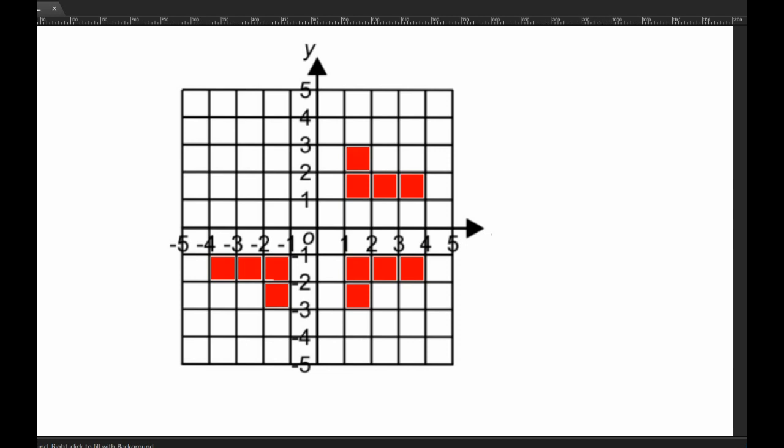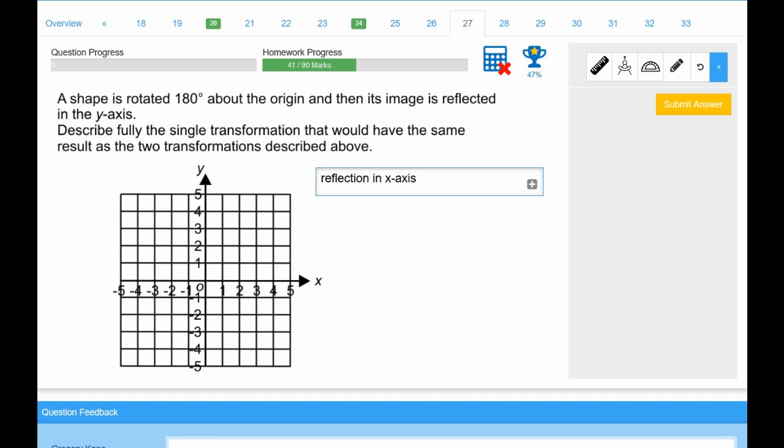So let's write it in MathsWatch. Now you obviously could write that as reflection in the line y equals 0, but that's all it wants. So it's that problem solving that's important.